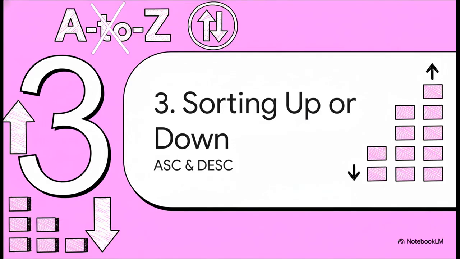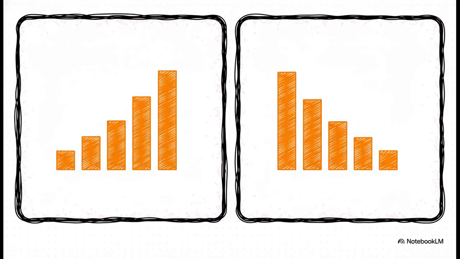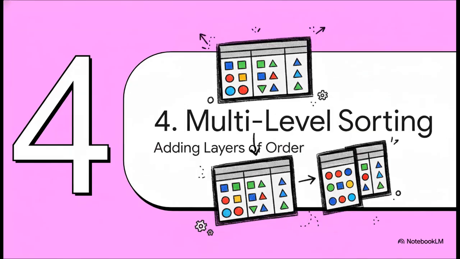Now, sorting from A to Z is great. That's usually what you want. But what if you need to go the other way? Let's talk about how to control the direction of the sort. So we've got two keywords for this, ASC for ascending and DESC for descending. Ascending, or ASC, goes from A to Z, or from the smallest number to the largest. That's the default, so if you don't type anything, that's what you get. But if you want the opposite, Z to A or largest to smallest, you just have to add DESC right after the column name.